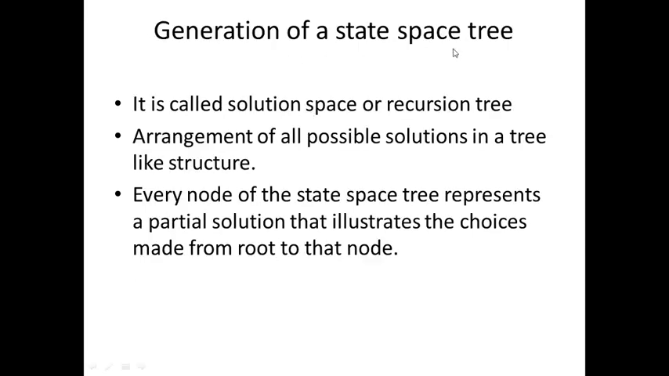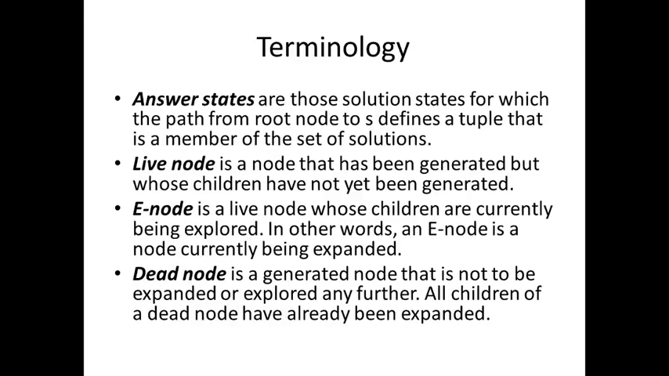Generation of a state space tree is also called solution space or recursion tree, an arrangement of all possible solutions in a tree like structure. Every node of the state space tree represents a partial solution that illustrates the choices made from root to that node. Okay, whenever we consider a specific example, it will be more clear. Otherwise they are simple points actually, and these are some terminologies used here in backtracking while drawing the state space tree: answer states, live node, E node and dead node.